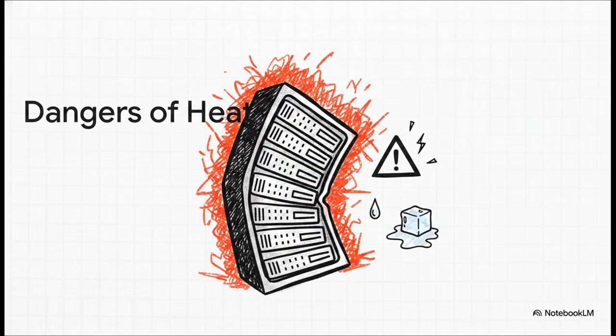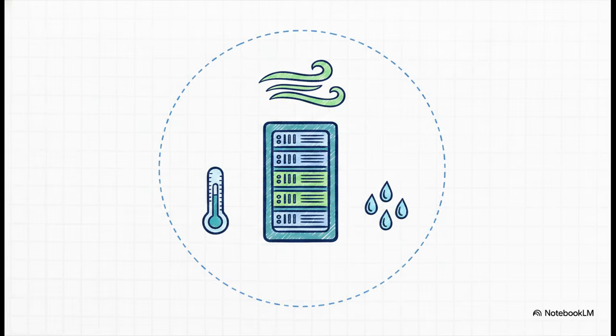Because if we get this wrong, the stakes are literally catastrophic. Even a tiny temperature rise triggers thermal throttling, where servers intentionally slow themselves down just to survive. Left unchecked, you're looking at reduced hardware lifespans, sudden equipment shutdowns, or complete system failures. It's completely unacceptable. And this is exactly why just dropping the thermostat doesn't cut it.